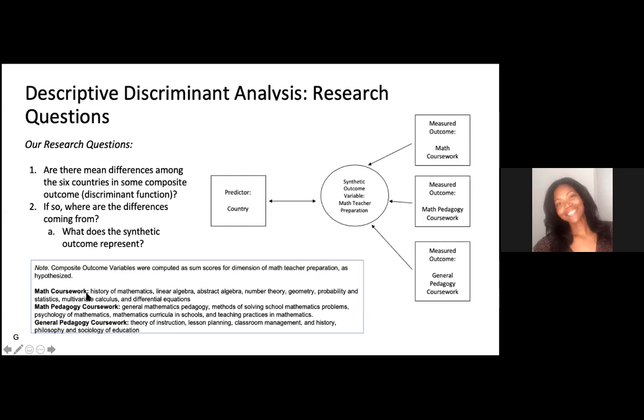We made a composite sum score for every teacher. And we did the same for math pedagogy, which included methods of solving school mathematics problems, math curricula in schools, and so forth. And then the same for general pedagogy. So each of these are now continuous sum scores for each teacher. And we're hypothesizing that these will contribute to this latent variable of math teacher preparation. What DDA allows us to do is figure out how much each of these observed variables contributes to this outcome variable. And then we look at the relationship between the synthetic outcome variable and the predictor.